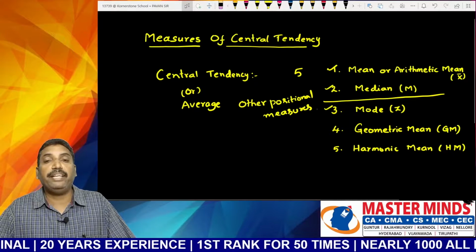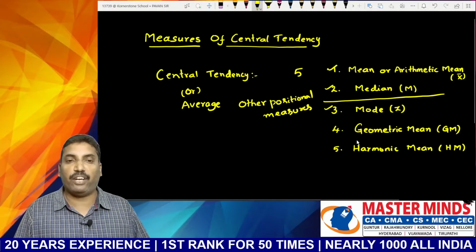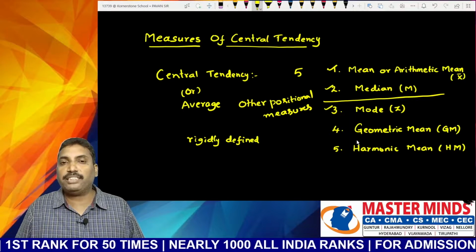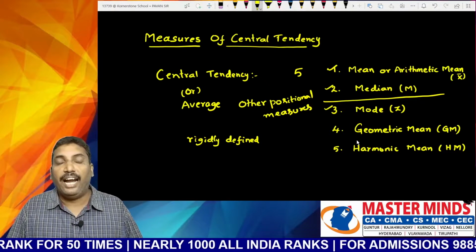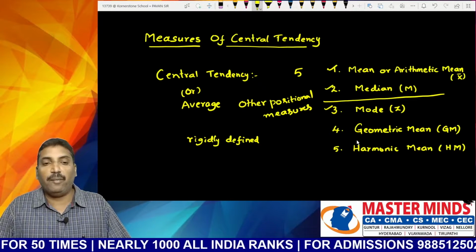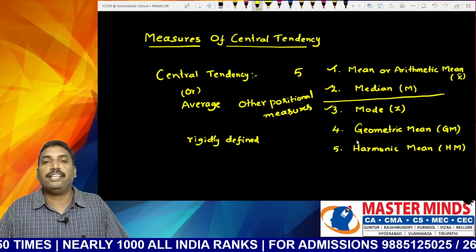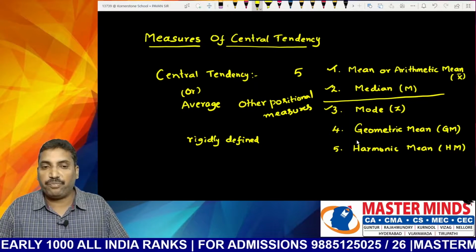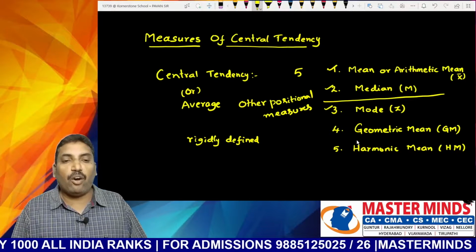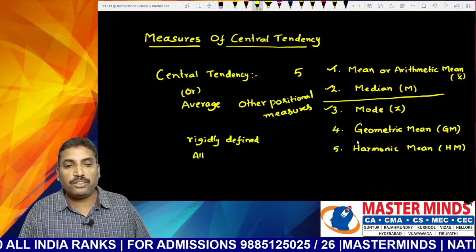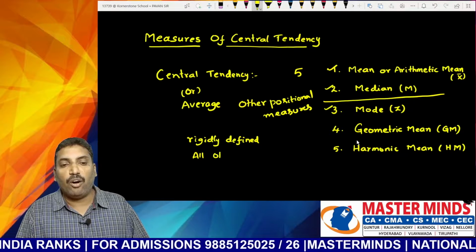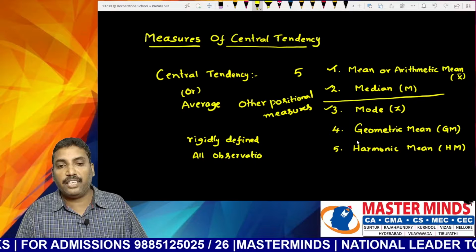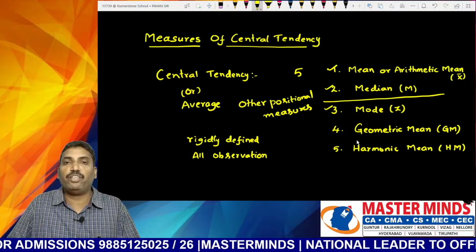Why? Because first of all, mean is rigidly defined. So what does rigidly defined mean? That means it must have some standard definition, and universally everyone should interpret it in the same manner. Then we can say that measure is rigidly defined. And it should be based on all the observations. The measure of central tendency should be based on all the observations. That means while calculating that measure, we should consider each and every observation.